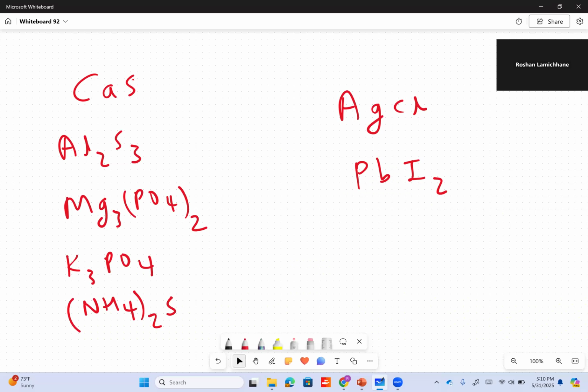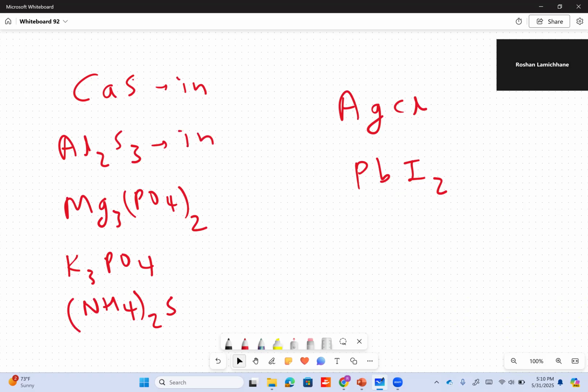Pause the video and try to use the two slides of rules to figure out whether these salts are soluble or not. I'll give you the answer in under 10 seconds. If you follow the rule, this is going to be insoluble in water.